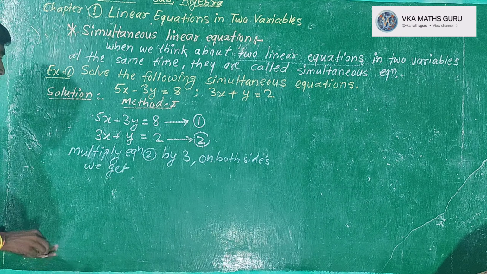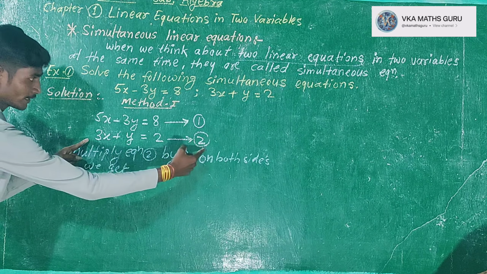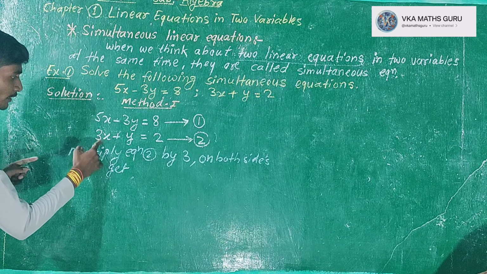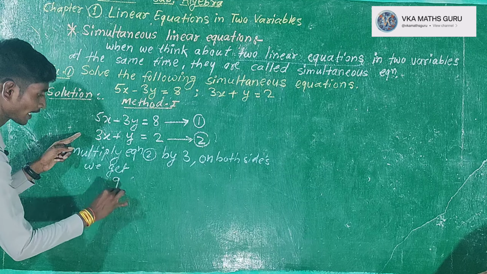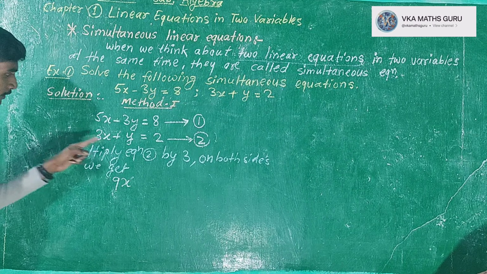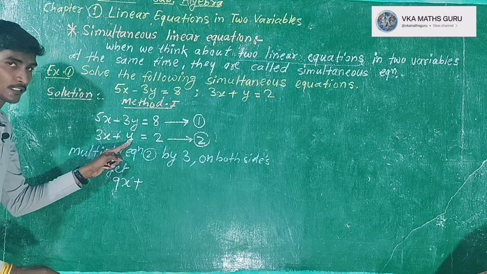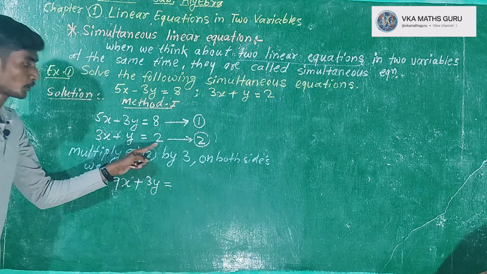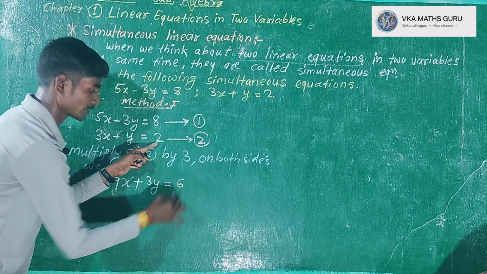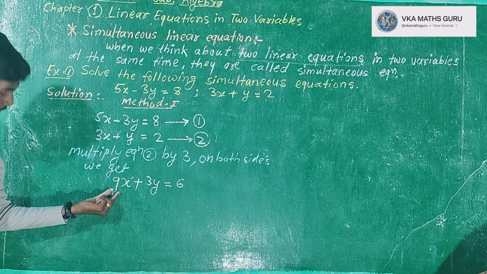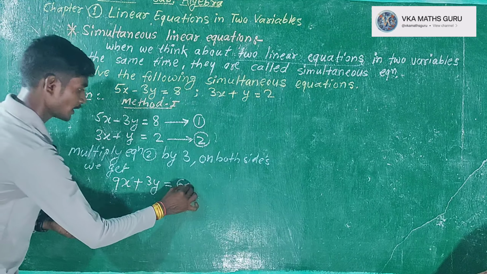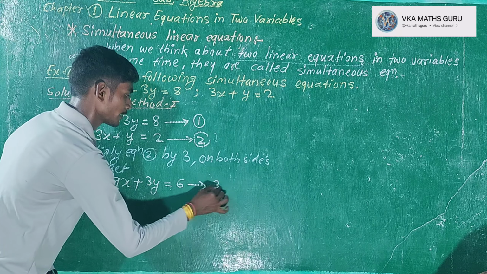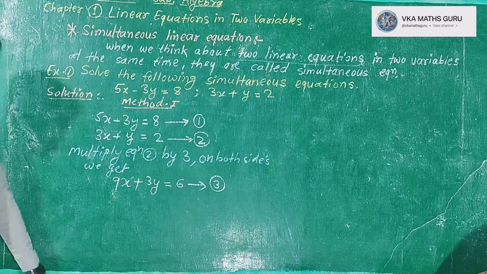We want to multiply this equation, 3x plus y equal to 2, equation number 2. So 3x into 3, that means 9x. Understood? Plus y into 3, that means 3y, equal to 2 into 3, that means 6. So the new linear equation we got is 9x plus 3y is equal to 6. We can number this equation as 3.